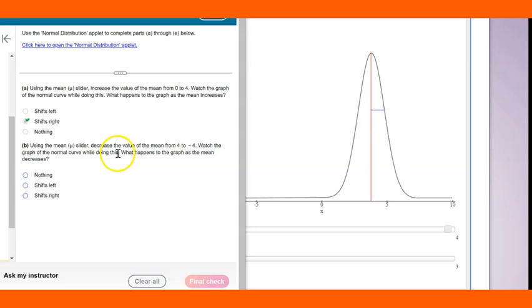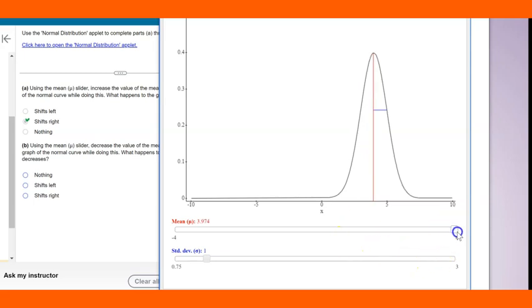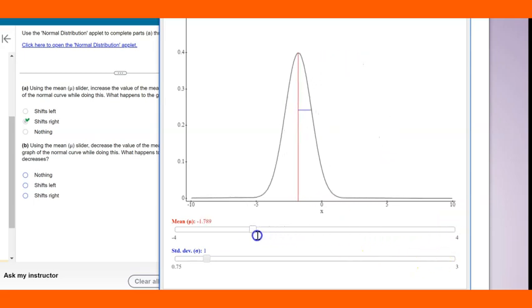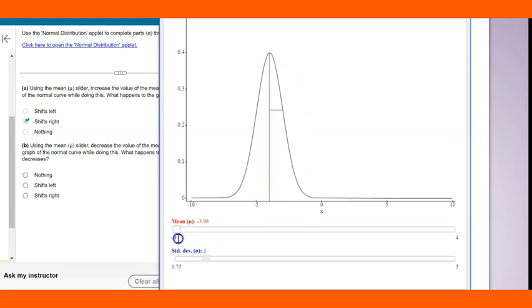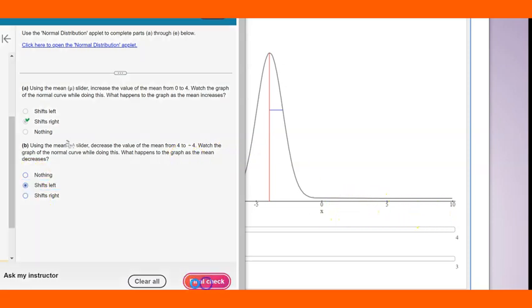Using the mean slider, decrease the value from 4 to -4. What happens to the graph of the normal curve while doing this? What happens to the graph as the mean decreases? Mean is 4. Let's say you decrease the mean to -4. Okay, what happens? The graph shifts to the left. What happens to the graph when the mean decreases? Shift to the left. Check.